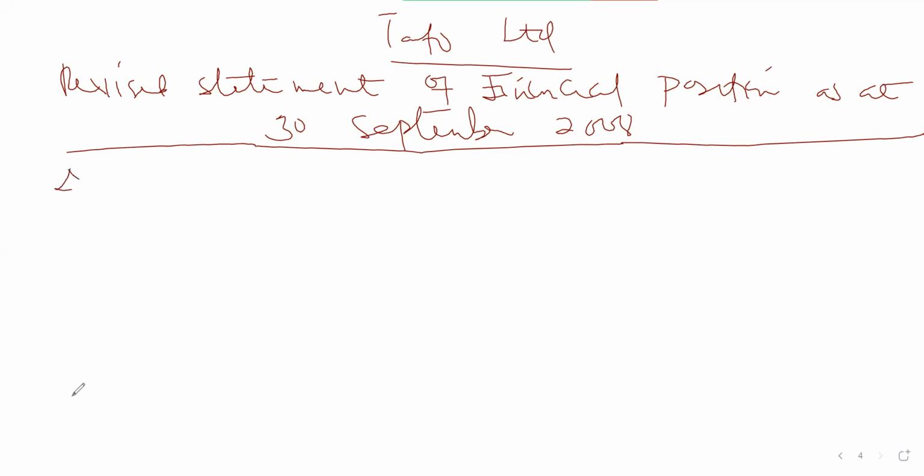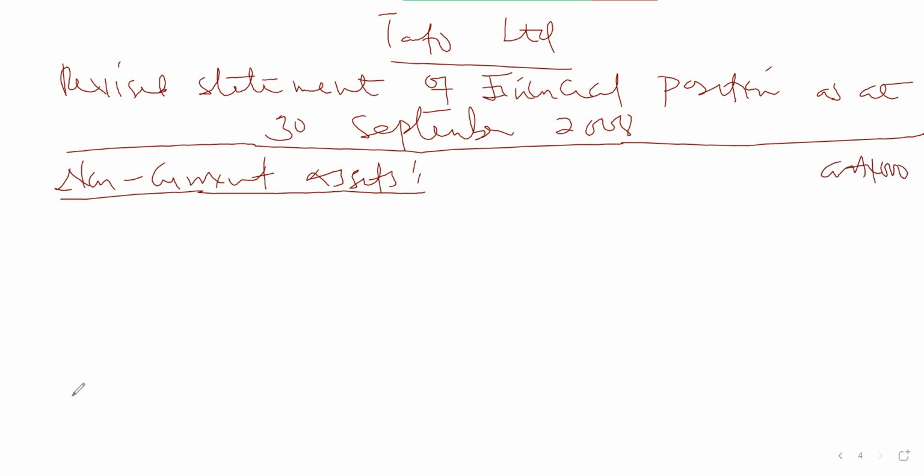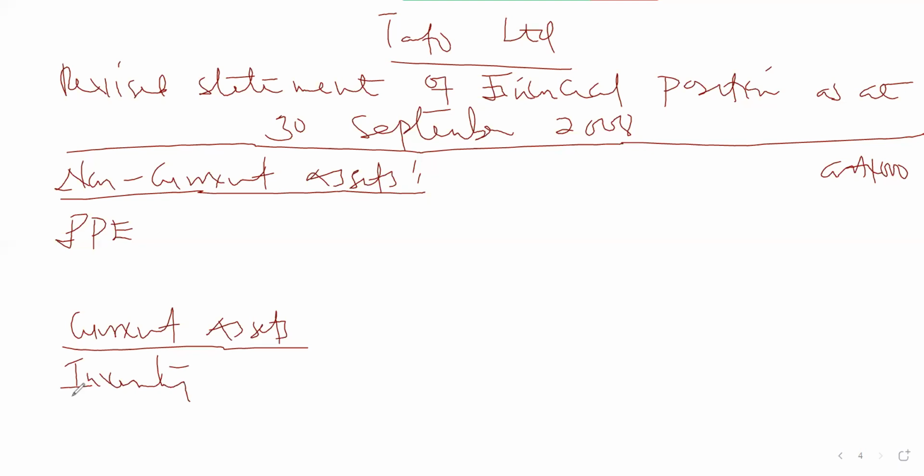We have non-current assets. What other non-current assets are we having? PPE. Okay, so we have only PPE. You can leave two spaces because you don't know whether there will be other non-current assets in the footnote. So you can leave like two lines. Then you come to current assets. We have inventory, isn't it? Yes. Okay. Then we have the trade receivables.